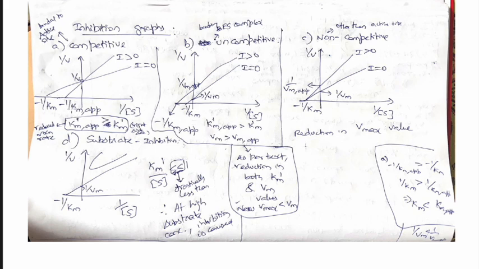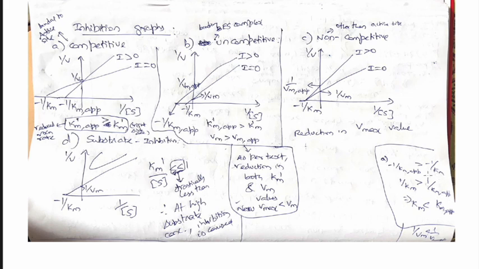and the x-intercept value is minus 1 by Km app in the x plot, and this minus 1 by Km is on the negative side. As we can see, minus 1 by Km app is greater than minus 1 by Km as per the graph. So when there is competitive inhibition, since the negative value is greater than the negative value, that means the positive value 1 by Km is greater than 1 by Km app.